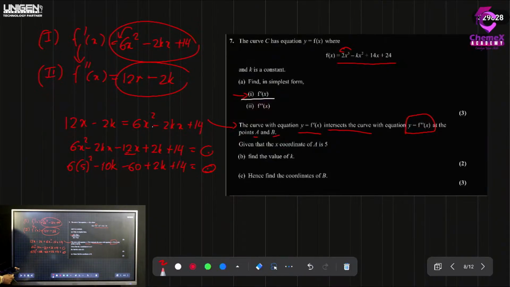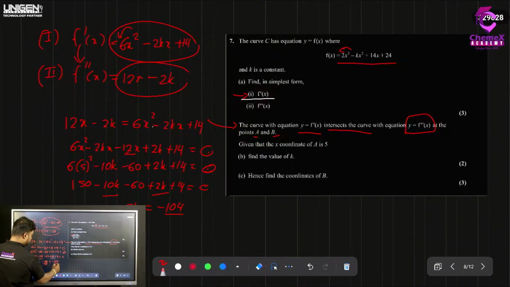Okay, so how do you do that afterwards? So 25 times 6 is 150. 150 minus 10k minus 60 plus 2k plus 14 equals 0. So then minus 8k equals, I'm going to subtract 60 and 14 from 150. So they become 104. I'm taking it to the other side. So divide both sides by minus 8. K equals, what is 104 divided by 8? Work it out. 104 divided by 8 here.